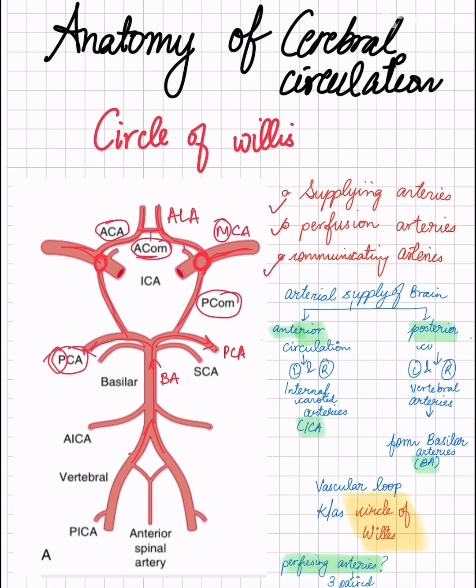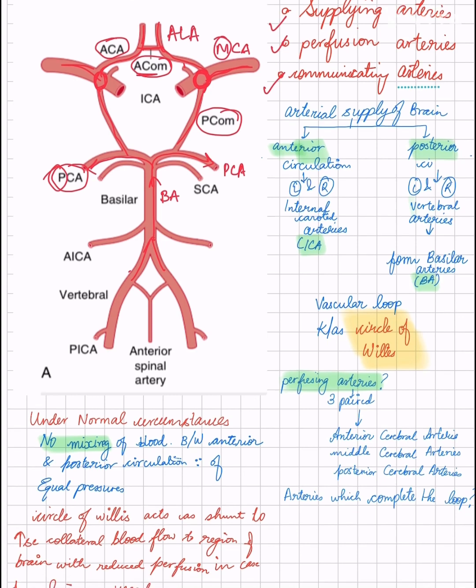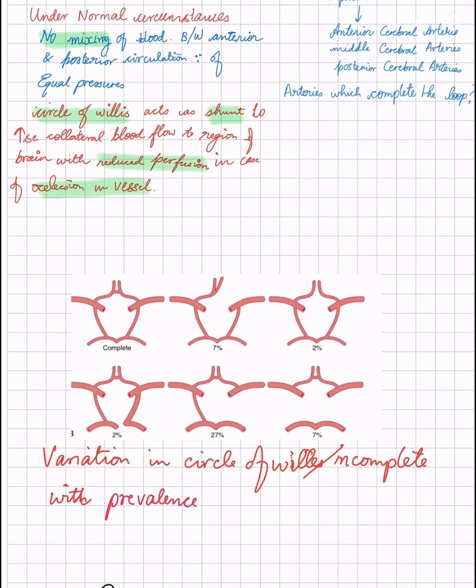I hope it helps. Now, what is happening under normal circumstances? Under normal circumstances, Circle of Willis is not acting. So there is no mixing of blood happening under normal circumstances. When does Circle of Willis act? Circle of Willis basically acts as a shunt when there is occlusion in the vessel leading to reduced perfusion. Otherwise, Circle of Willis is not active. These are different variations in Circle of Willis along with their prevalence.